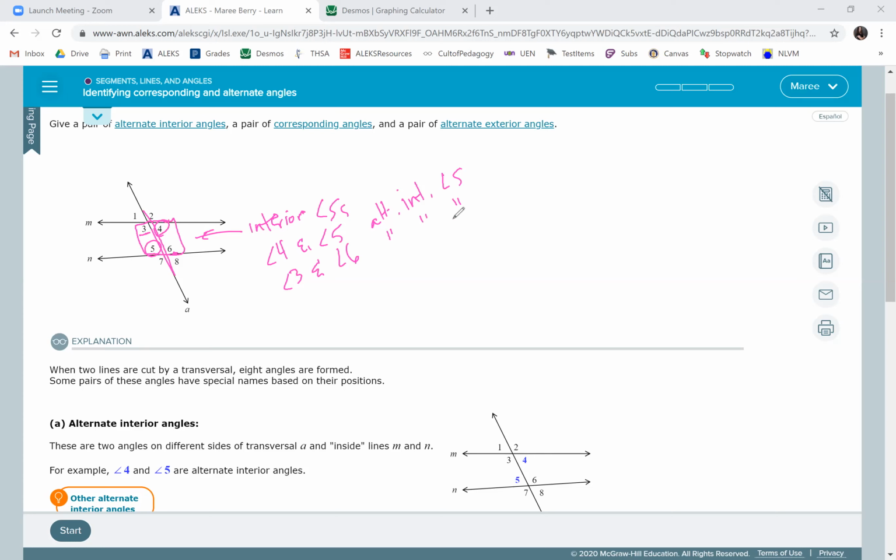Now the exterior angles are going to be the 1 and the 2 and the 7 and the 8. And they're here, and I don't know how to say right there. So alternate exterior would be like the 1 and the 8. And then the other two alternate exterior would be the 2 and the 7.